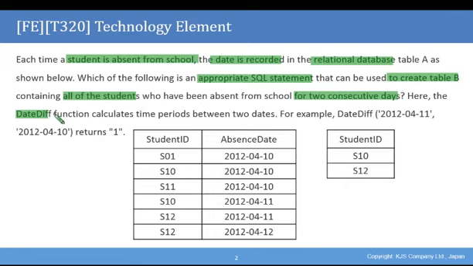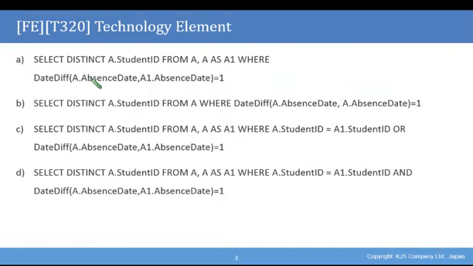Here the dateDiff function calculates time periods between 2 dates. For example, dateDiff 2012-04-11, 2012-04-10 returns 1 because there's only a difference of 1 in the days. Here is a list of the SQL functions that could be used. We will see which one will provide the correct functionality for us.